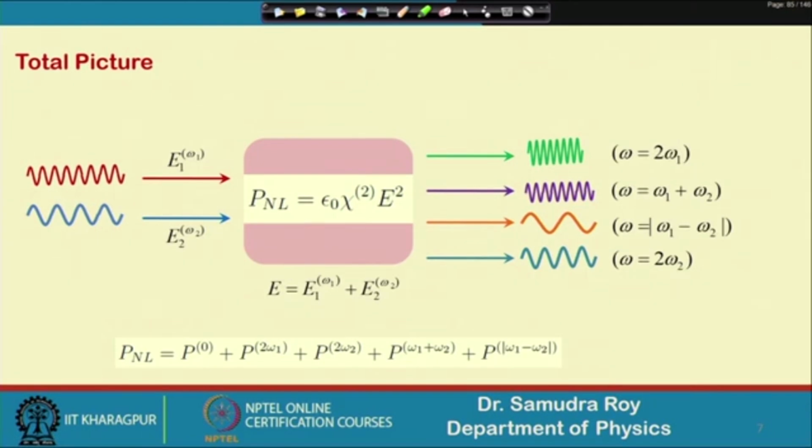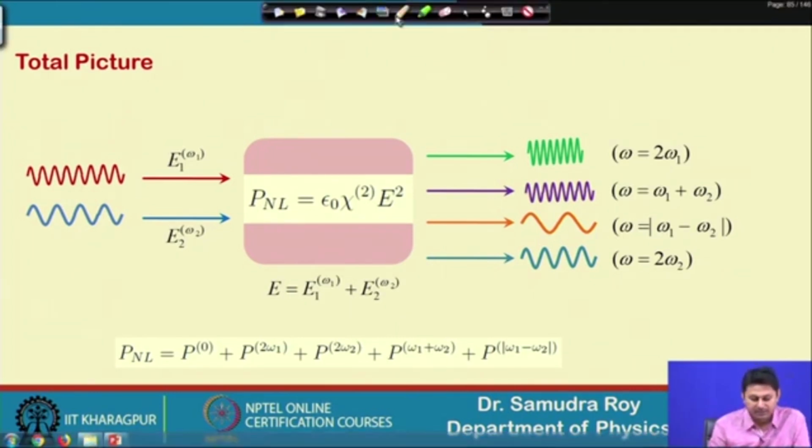So, if you remember the previous figure, when we are launching just one frequency, you will have either 0 frequency, that is the optical rectification term, or the fundamental frequency, that is omega, and the second harmonic frequency 2 omega. So, here we are having something similar. Individually, if I consider the frequency omega 1, corresponding to electric field E 1, we will find the second harmonic of this term.